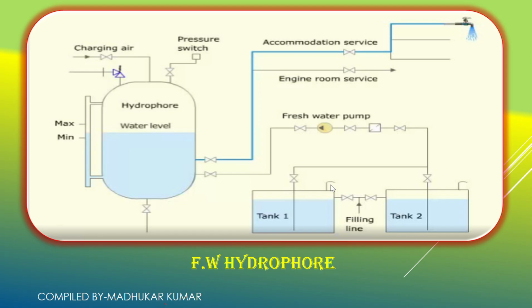And this is your filter. It is not marked, suction filter. This is also the inlet side valve to the pump and the outlet of the pump. This is your freshwater hydrophore pump. And this is the inlet to the hydrophore, outlet of the hydrophore, going to the accommodation, and then supplied to the cabin or the bridge, whatever is required. Here an important part is your pressure switch. This is your charging air line. This is your relief valve. This is your gauge glass, and this is your complete hydrophore vessel. And this is the drain line.